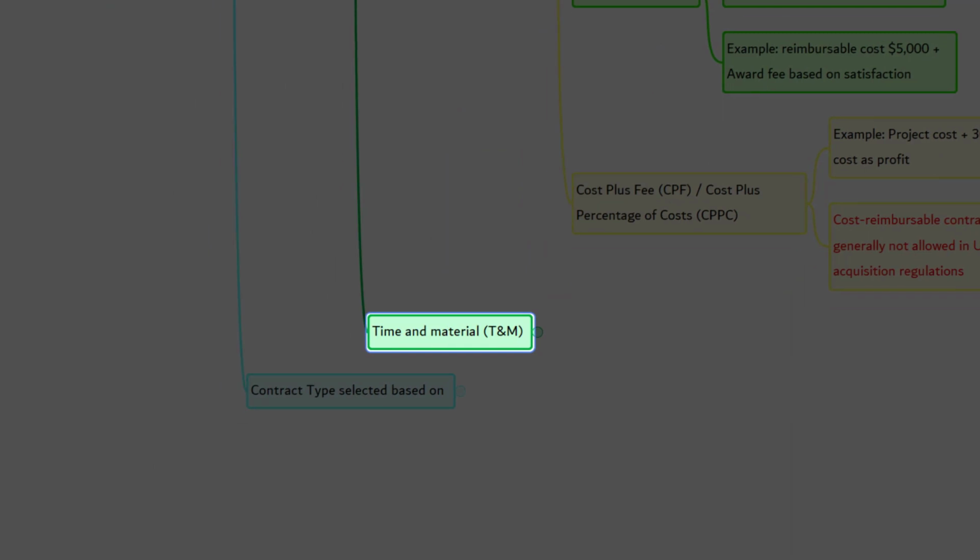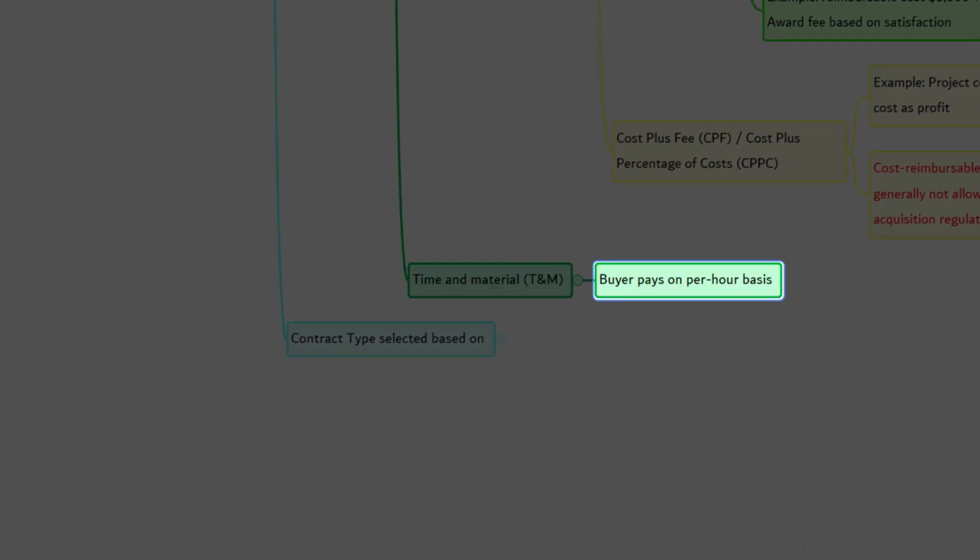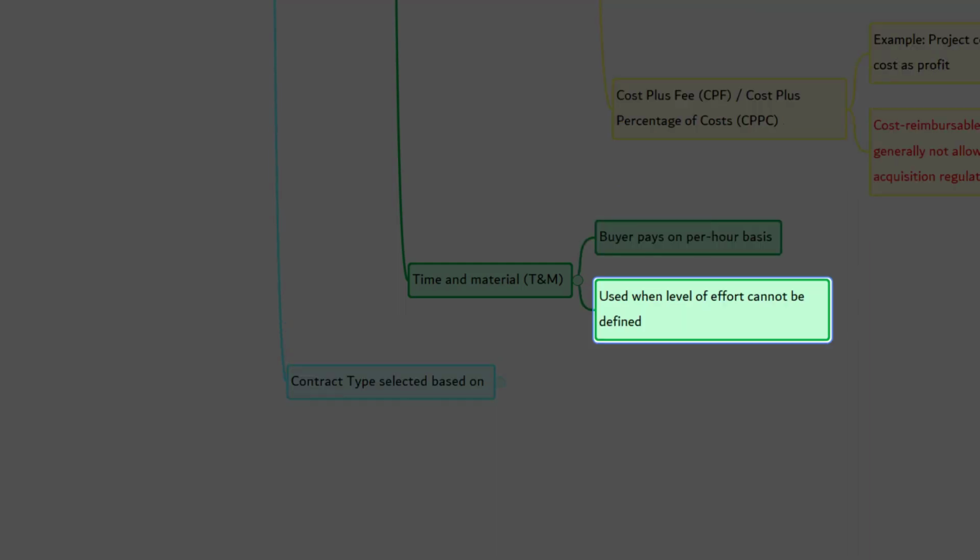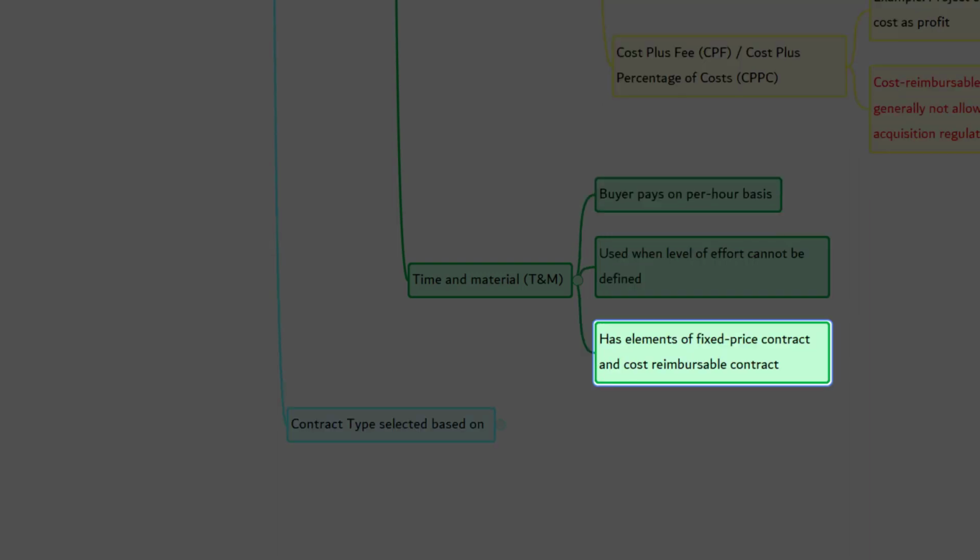The next type is time and material. In this type of contract, the buyer pays on a per hour or per item basis. Time and material contracts are frequently used for service efforts in which the level of effort cannot be defined when the contract is awarded. It has elements of a fixed price contract in the fixed price per hour and a cost reimbursable contract in the material cost and the fact that the total cost is unknown.